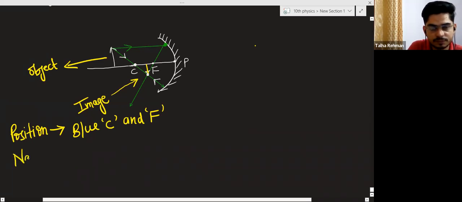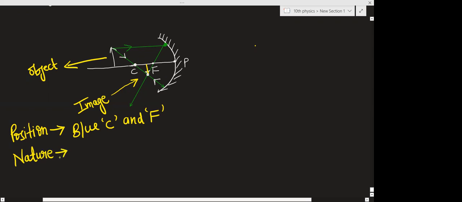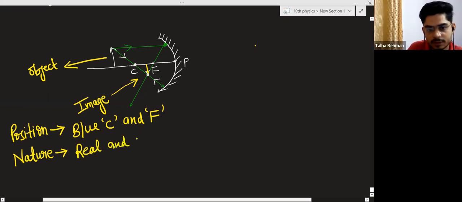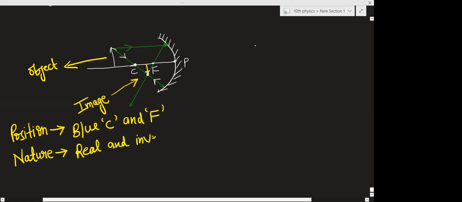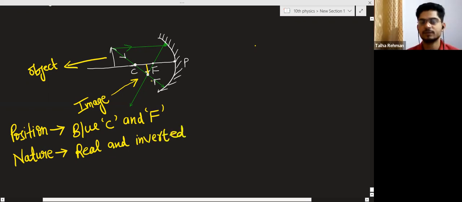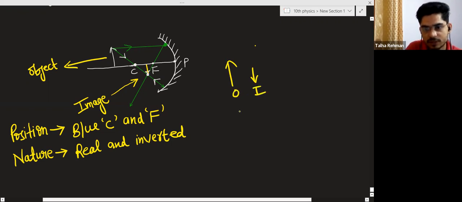Nature? Sir, nature is real and inverted. Real and inverted. Because why real? Because the rays are actually meeting, not appear to meet. And inverted means you can see the object is like this and the image is like this. This is object, this is image. So the image is inverted.